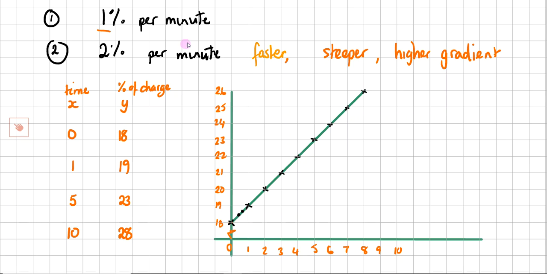All right. Now, if I then plot the 2% per minute, so let's do y1, but let's do it as y2. So after 0 minutes, let's say it's still at 18. Where would it be after 1 minute? 20. Oh, 22, 24. So this time if I plot my points, what would it be? Charlie, what would it be?